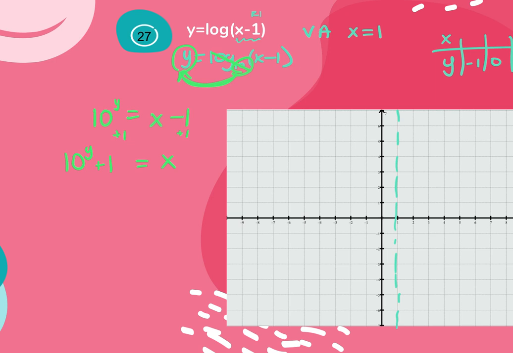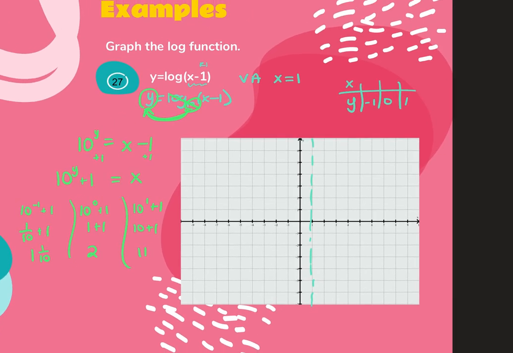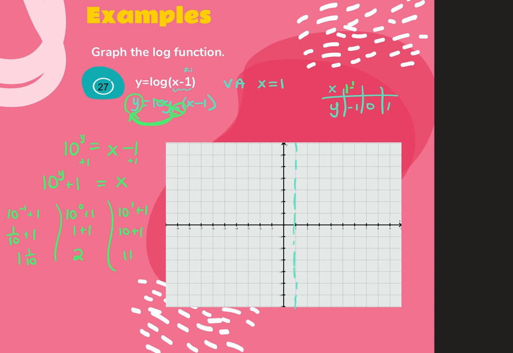All right, so I get 10 to the negative 1 plus 1, 10 to the 0 plus 1, and 10 to the first plus 1. 10 to the negative 1 is 1/10 plus 1, 1 and 1/10. 10 to the 0 is 1 plus 1, that's 2. 10 to the first plus 1 is 11. So 1 and 1/10, 2 and 11.